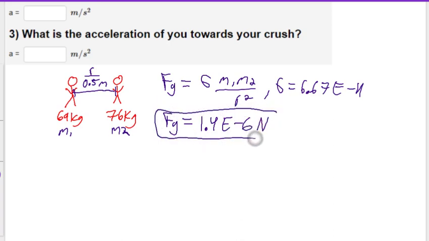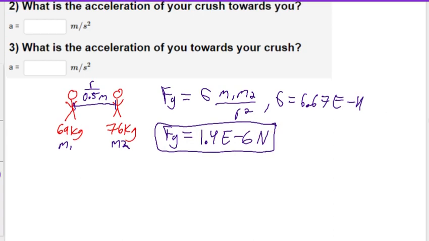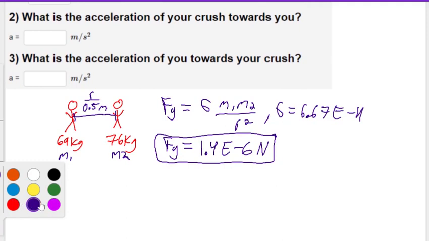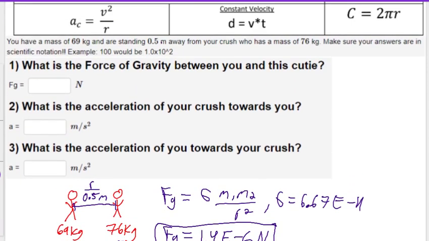This is a pretty small number, which we expect it to be, because you don't really feel that force pulling you towards your crush. Next, we're going to do the acceleration of your crush towards you. So this is where things get a little tricky.